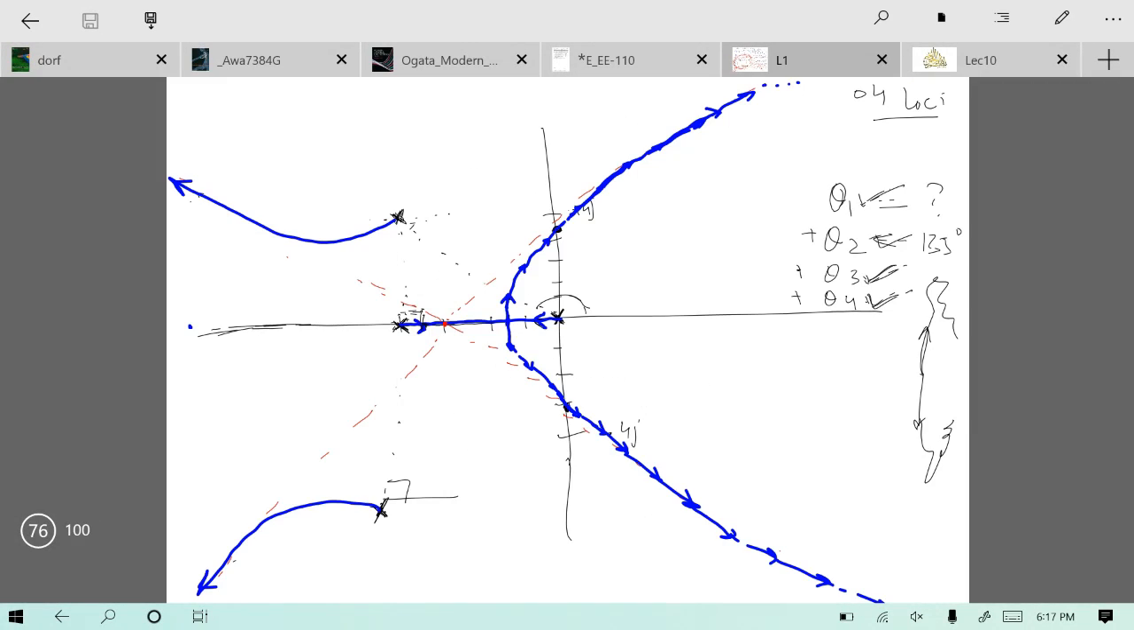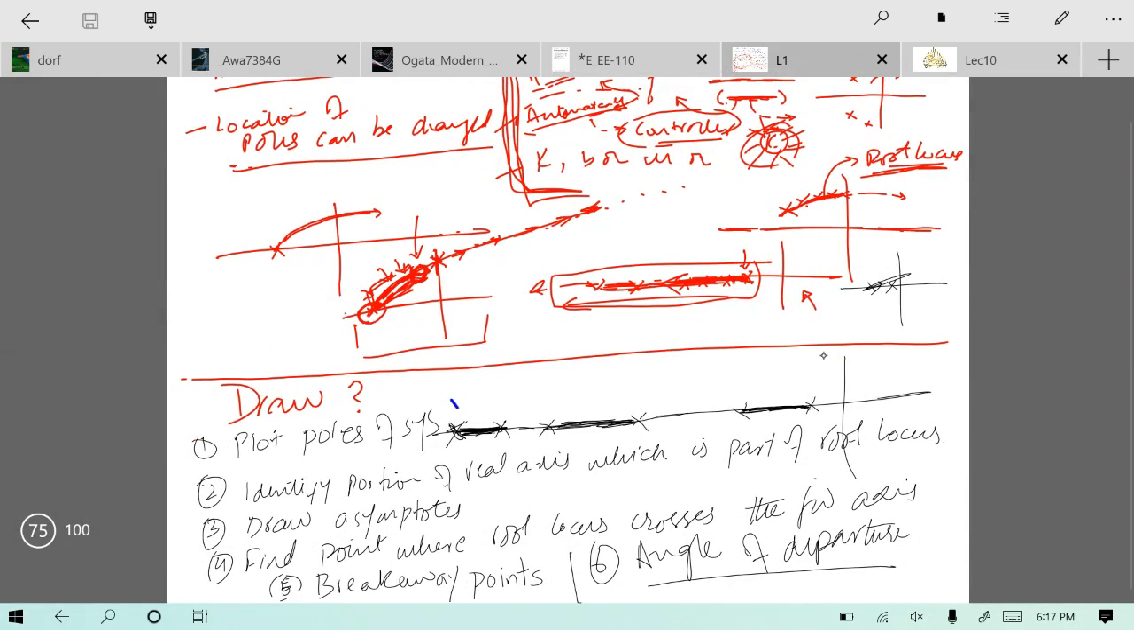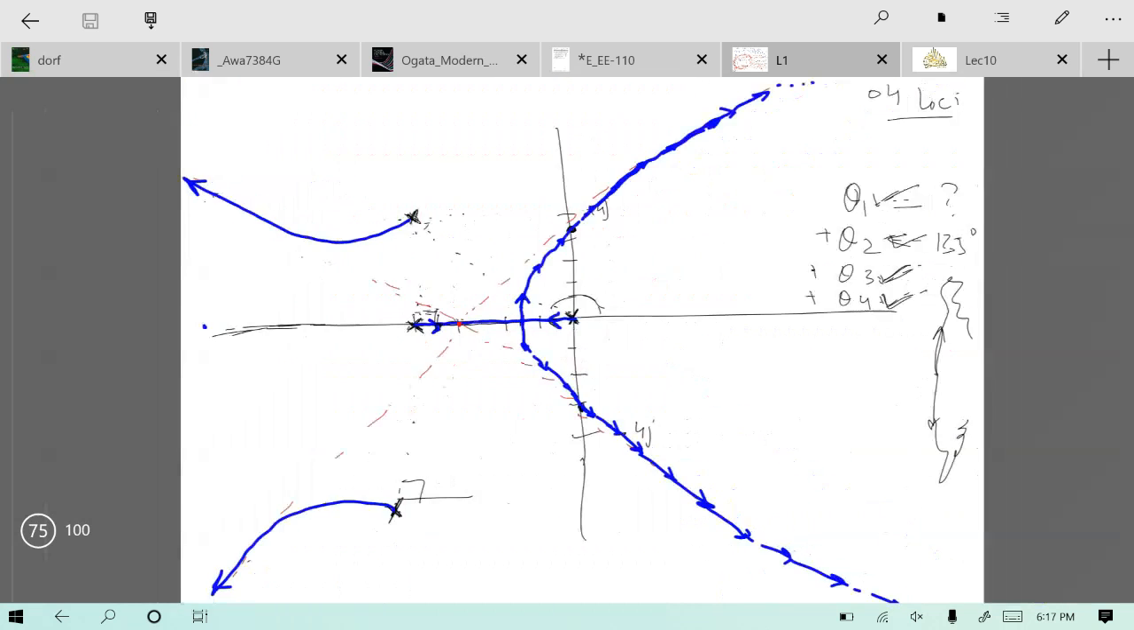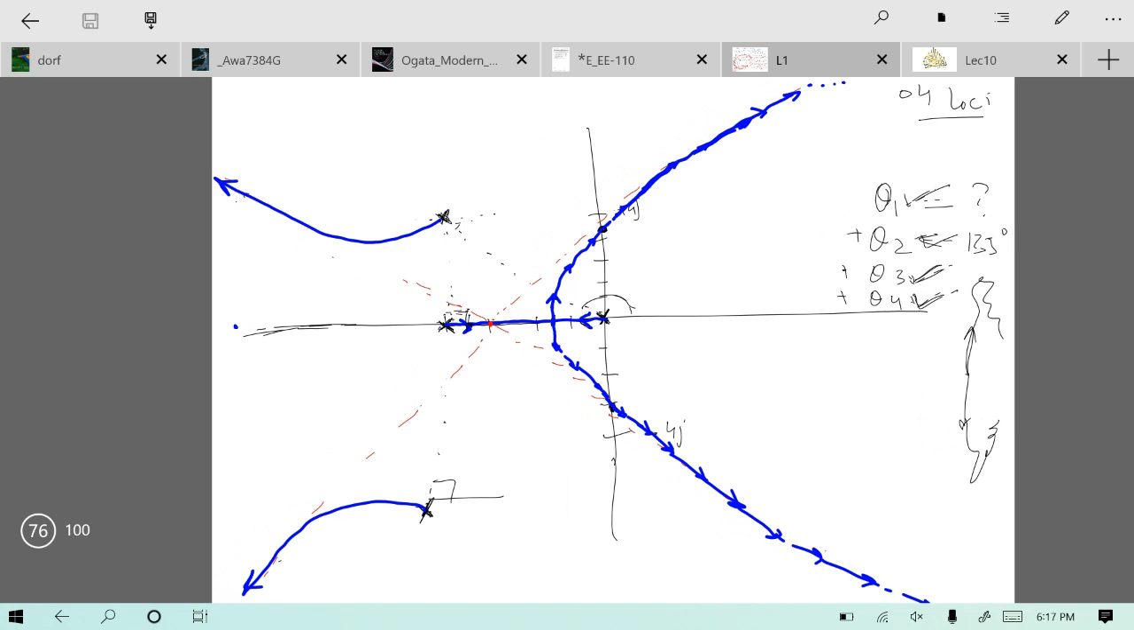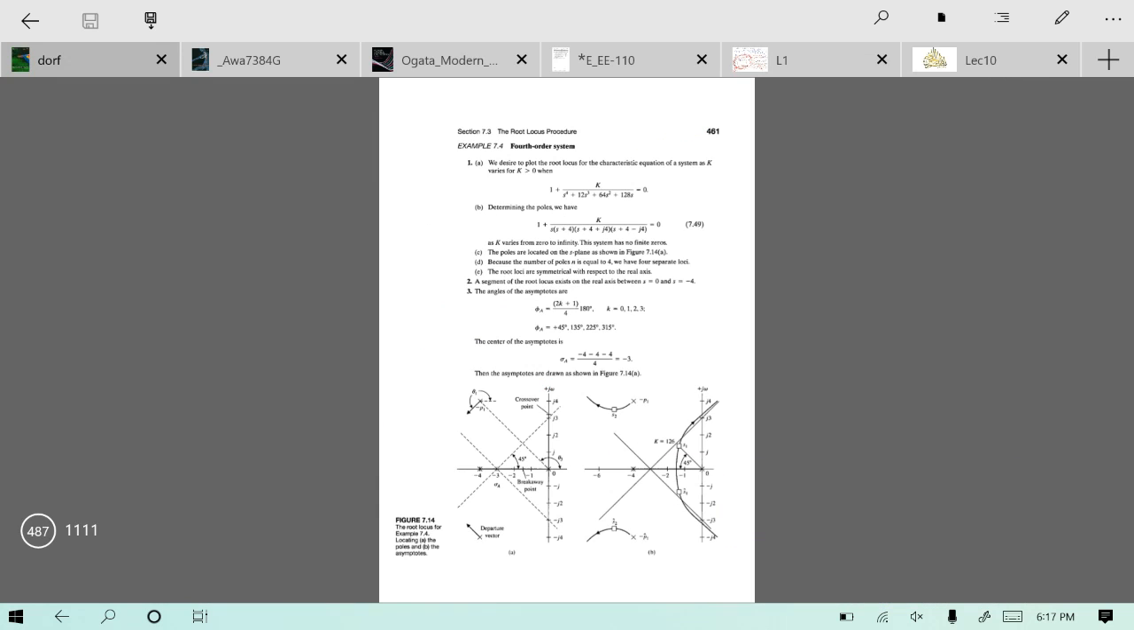Let me recap. First of all, we plotted the poles of our system, then we identified the portion of the real axis which was part of the root locus. Then we were able to draw our asymptotes. Then we found the point where the root locus crosses the j-omega axis, then the breakaway points, then the angle of departure, and here we are with our root locus for the system in this example.